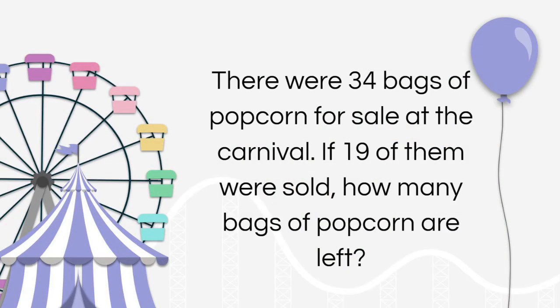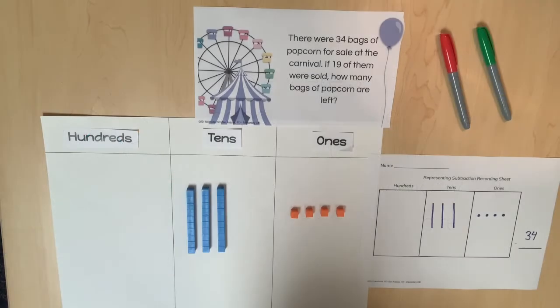Let's look at another real-world scenario, this time involving regrouping. There were 34 bags of popcorn for sale at the carnival. If 19 of them were sold, how many bags of popcorn are left? Have students use base 10 blocks to represent 34 on a place value chart. Model how to create a pictorial representation of 34 on the representing subtraction recording sheet using lines and dots.